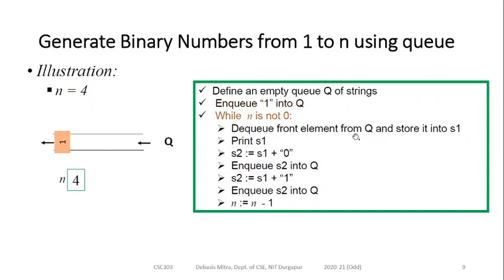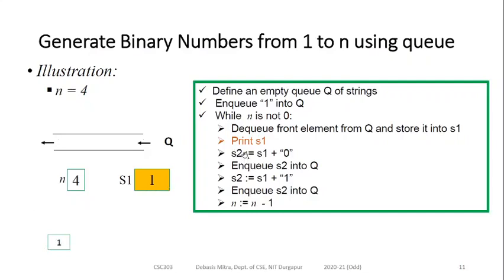So first what we'll do, we'll dequeue the front element and keep a copy of that in a temporary variable called s1. So we are keeping that. Okay. And then we'll print that. So this will be our first output 1 as shown here, and the copy is already stored in s1.